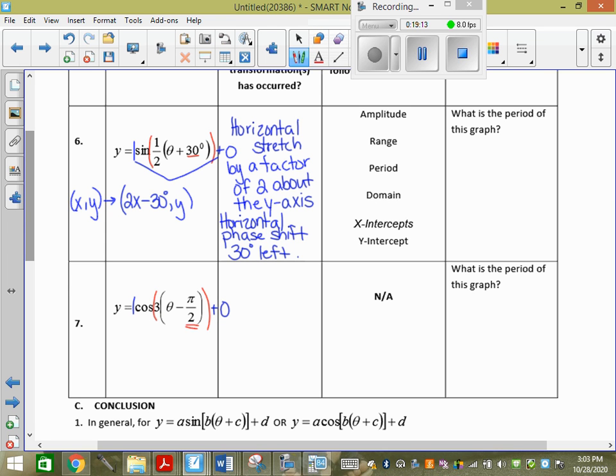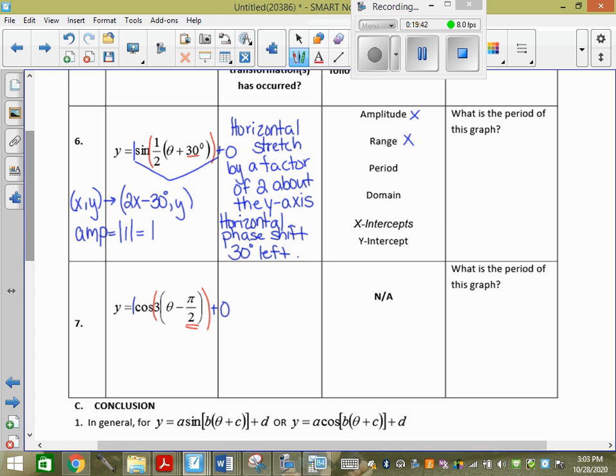Did my amplitude change? My amplitude is the absolute value of A. My amplitude is the absolute value of 1, which is 1. Remember, I tested for amplitude. So my amplitude did not change. Did my range change? Start at 0, go up 1. Start at 0, go down 1. No. The period changed.